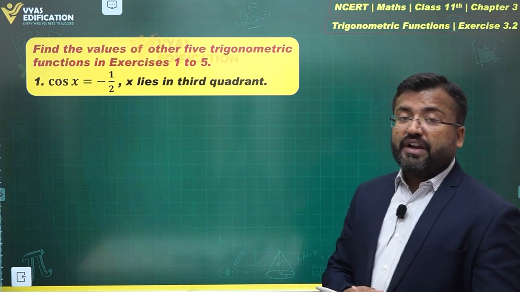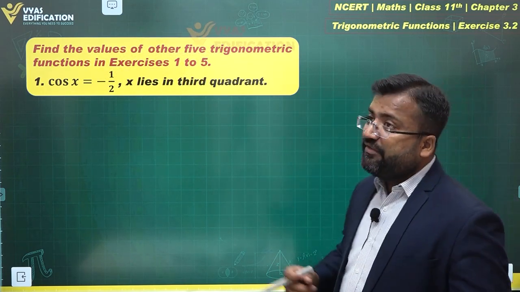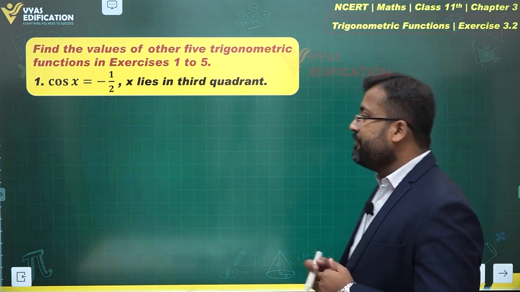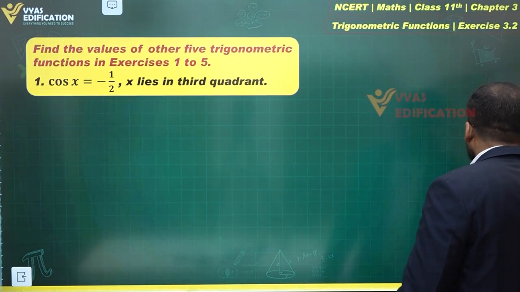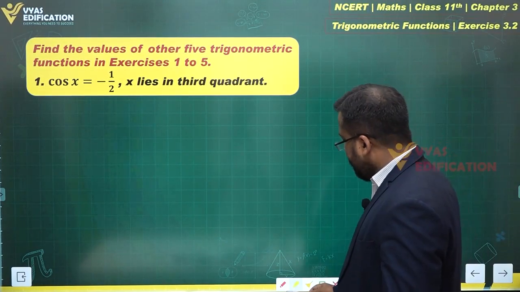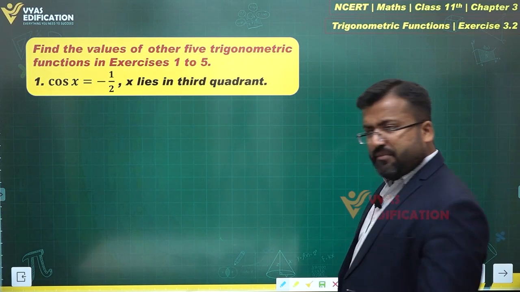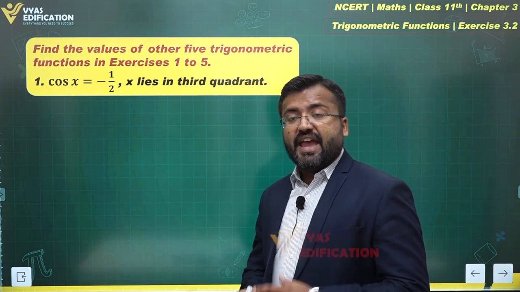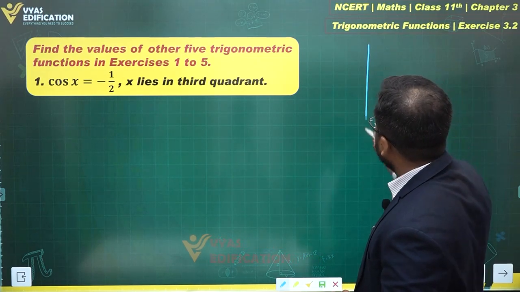And what are we supposed to find? We are supposed to find the other 5 trigonometric functions for this angle, right? So how do we go about finding these things? First, I'll tell you a simple approach of solving this question. X lies in the third quadrant, so let's solve this.